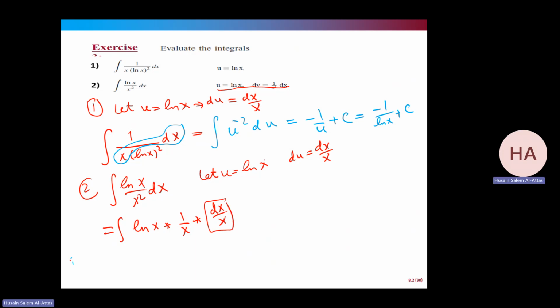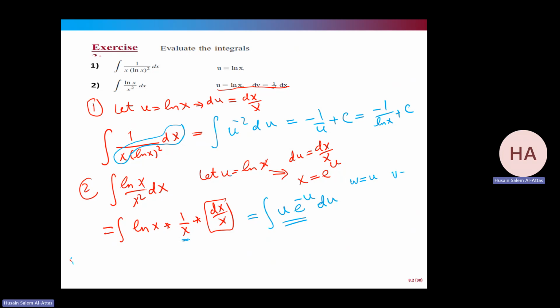But as I said before, if u equals ln x, that means x is e to the power u. So this one will be, in terms of u, what? The integral of u times 1 over x, which is e to the minus u, du. Now I need integration by parts. Now I need, yeah, make it w. I'll make w the next one. Okay. Now I have w is u and v.